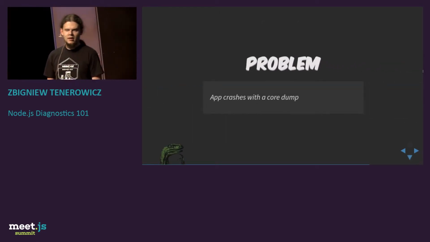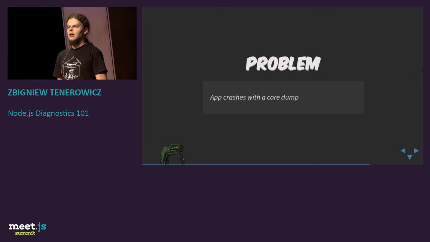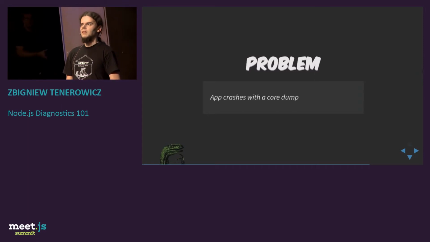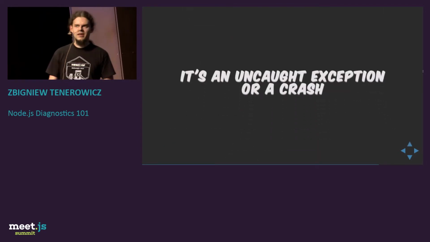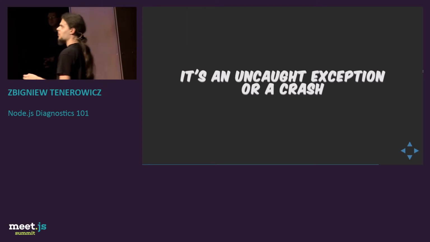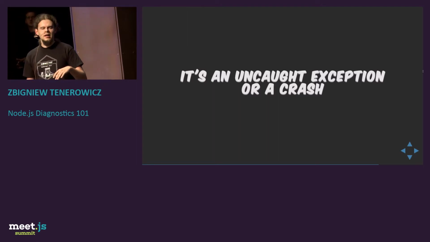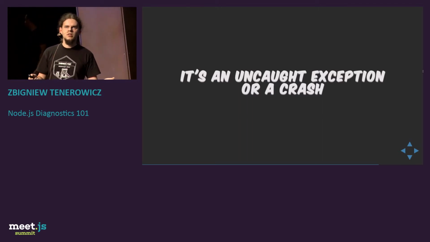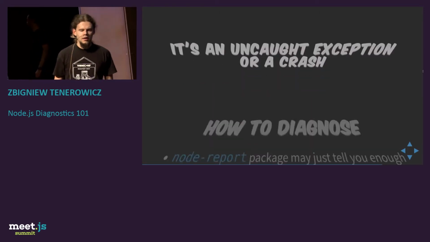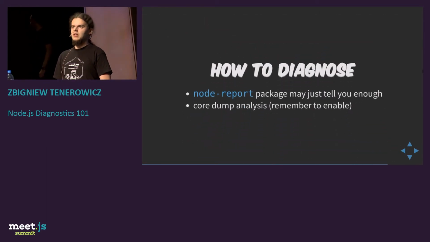Next problem. Your application crashes. If it crashes, it says crashed with a core dump. Who knows what a core dump is? Yeah, and you probably know it from C++, right? Thought so. OK. If an uncaught exception happens or something breaks or you run out of memory entirely, these are the reasons why you can get a core dump. And with that, you need to diagnose it.